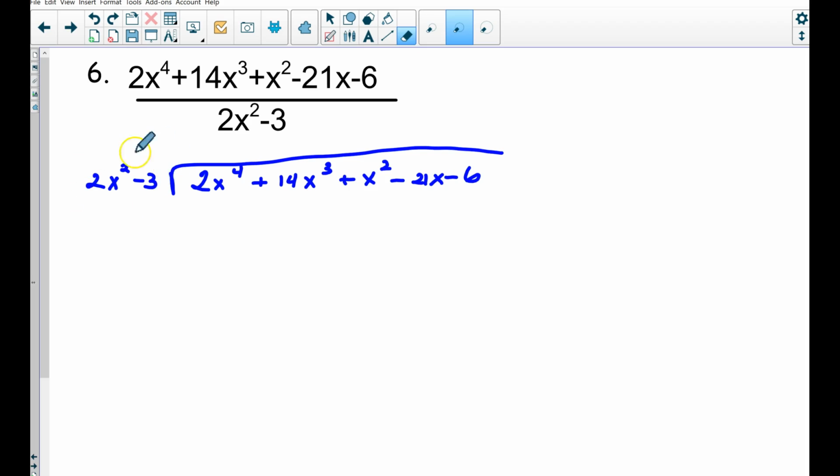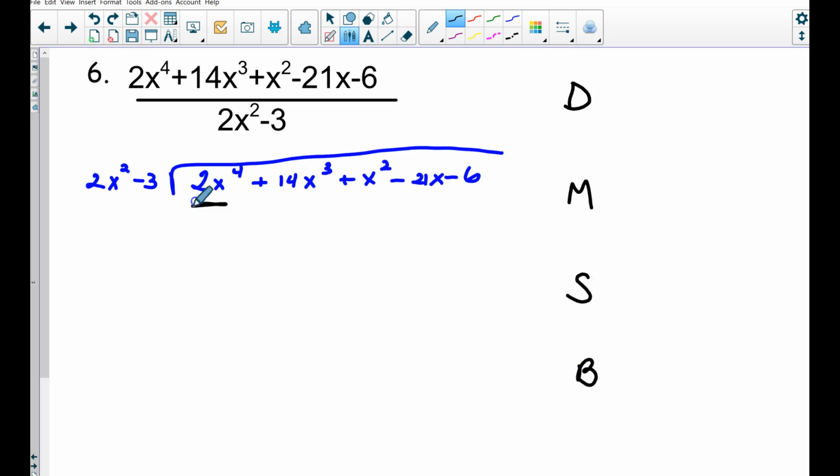We put the divisor to the left. Notice it is missing the x value. You don't have to put in a placeholder for the divisor, but you just have to be very careful that you line things up properly. So I'm going to take out my pen. And the steps that we're going to use is we're going to divide, we're going to multiply, and then subtract and bring down. So we take a look at the first term of the dividend and the first term of the divisor. And we can divide that out.